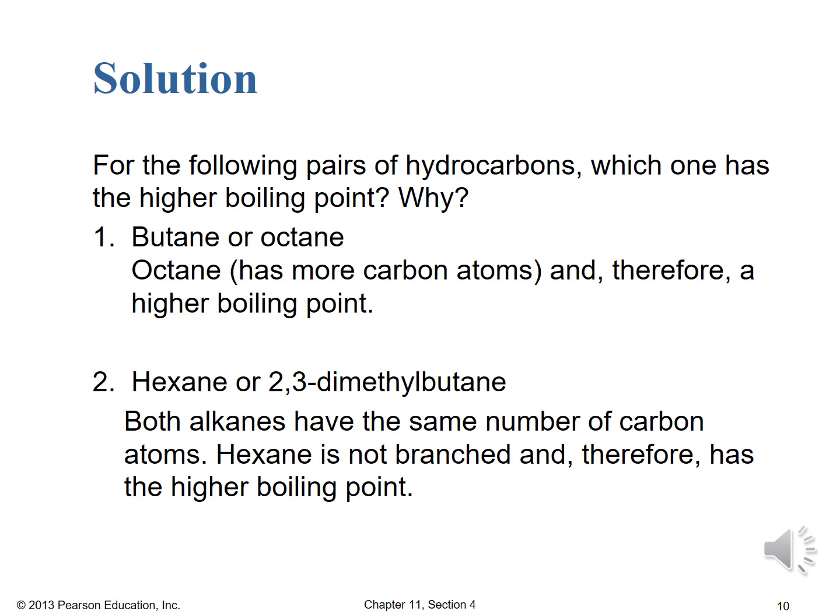For number 2, hexane or 2,3-dimethylbutane, well, they have the same number of carbon atoms, but the hexane is straight chain, not branched, and compared with a branched chain option, it would be expected that the straight chain hexane would have the higher boiling point. If we went cyclohexane, that would have the higher boiling point yet, but the straight chain compared with the branch chain, the straight chain will have the higher boiling point because it can align itself with its neighbors in an optimal way compared with the branch chain.